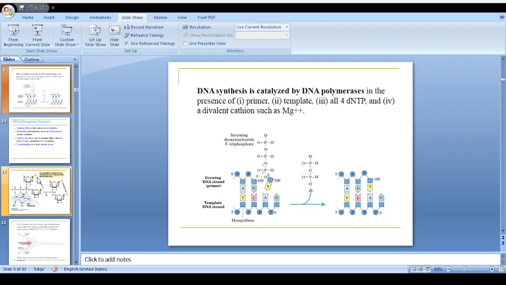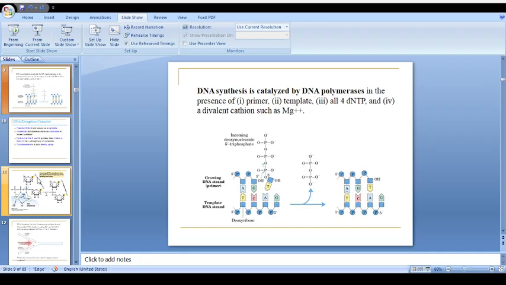DNA polymerase is the enzyme in the presence of which we require a primer, parental DNA template, and all four deoxyribonucleotides, that is dNTPs. Normally the DNA contains four nucleotides, that is adenine, cytosine, guanine and thymine. And a divalent cation such as Mg2+ ion is necessary for the process of DNA synthesis.